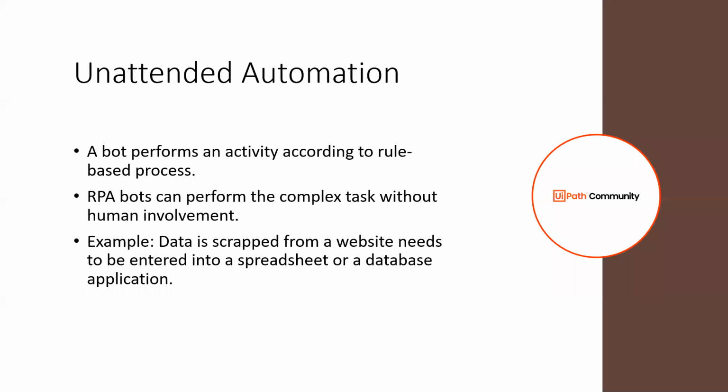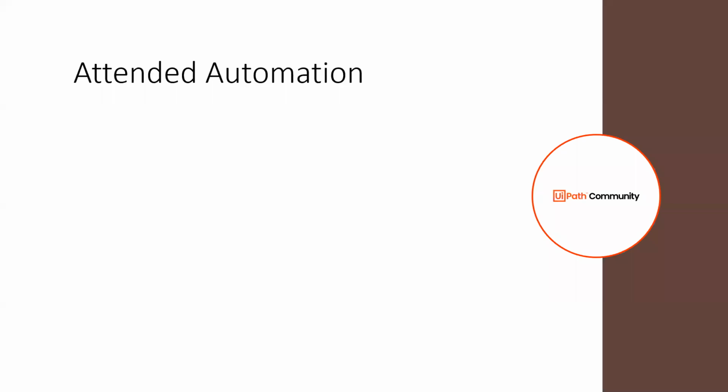Now let's move ahead to attended automation. We'll again come back to see what is the difference between both of them. Going towards the first point of attended automation, as the word suggests, it is going to be the complete opposite of unattended automation. In unattended automation, there was no human involved, but in attended automation, a human triggers and directs a bot to perform an activity. So here, basically, a human is involved.